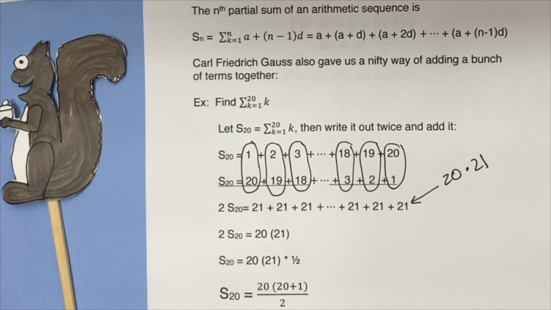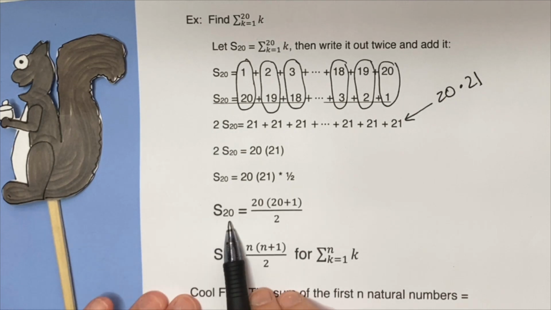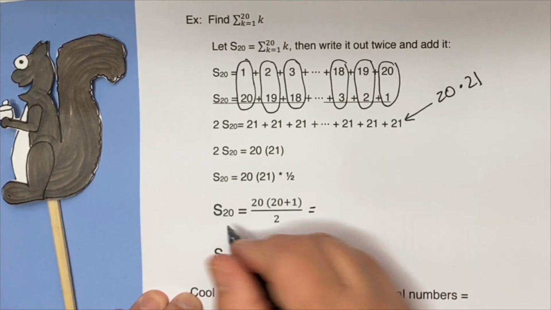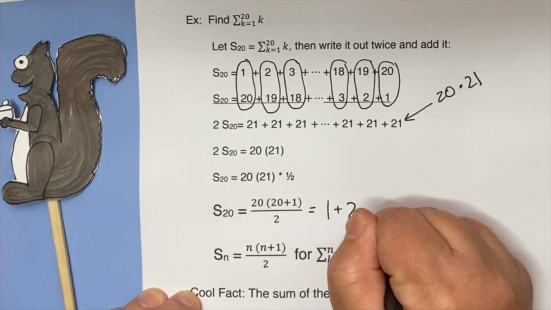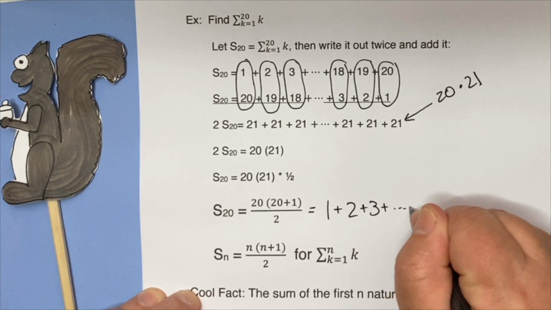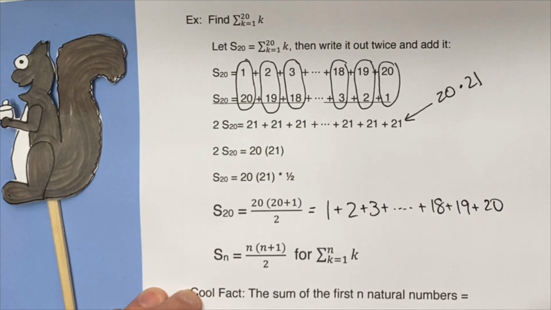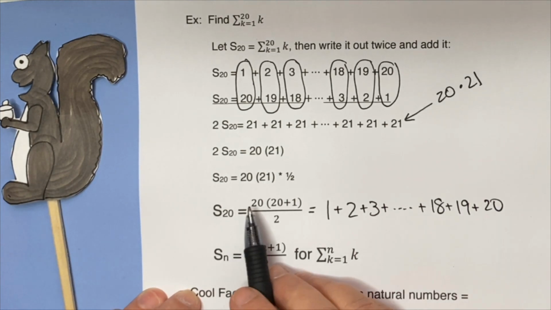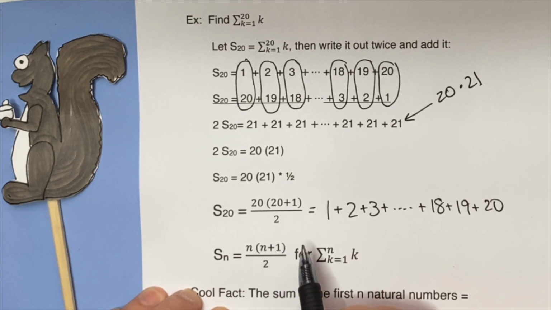So this is a big deal. This is a massive, massive result in mathematics. The partial sum of the first 20 natural numbers, 1 plus 2 plus 3 plus, etc., plus 18 plus 19 plus 20, and you can check this, is equal to 20 times 21 all over 2. So that's 210. And you can check this.